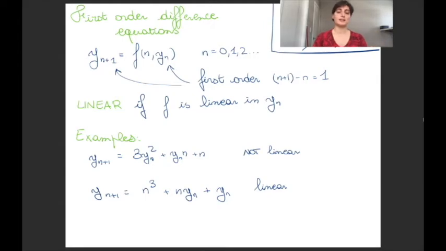We also want to look at first order difference equations. A first order difference equation is linear if f is linear in y_n. So for example, y_{n+1} equals 3 y_n squared plus other things is not linear, because we have a term that is y_n squared. On the other hand, if we have y_{n+1} equals n to the third plus n y_n plus y_n, it is linear because every single term only has y_n appearing at the first power at most. So this second example is linear.